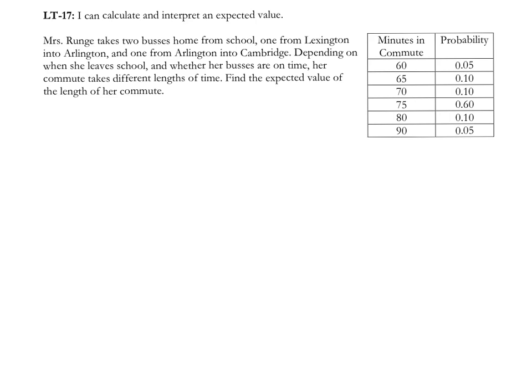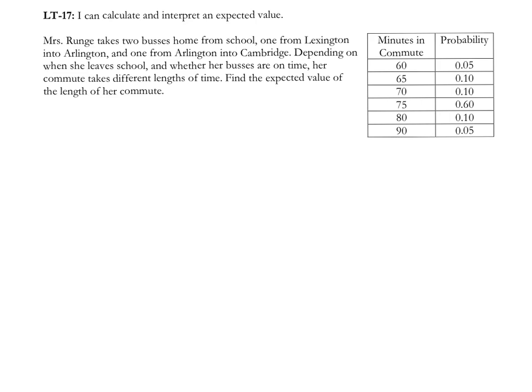It says Mrs. Runge takes 2 buses home from school, one from Lexington into Arlington and one from Arlington into Cambridge. Depending on when she leaves school and whether her buses are on time, her commute takes different lengths of time. Find the expected value of the length of her commute. So once again, the idea of the expected value of the length of my commute is, suppose that I were to commute home after school every single day for a ton of days, what would I expect on average? Like what would I expect for the average length of my commute to be?